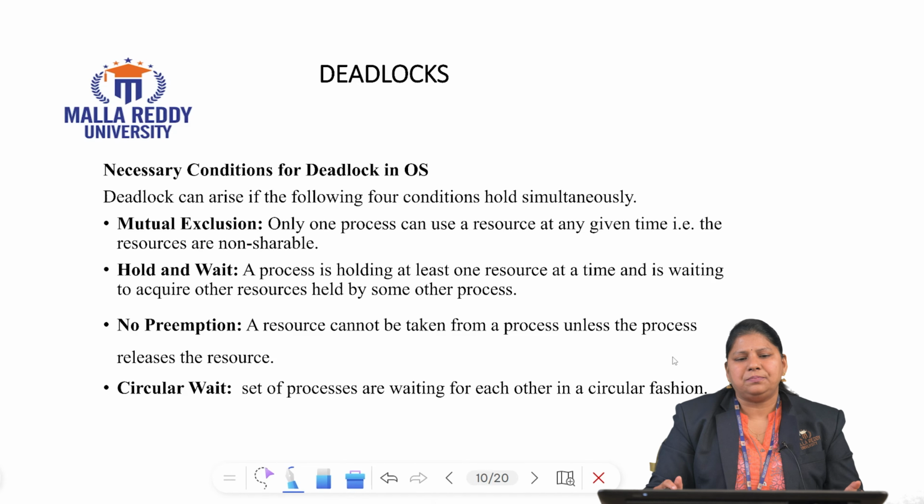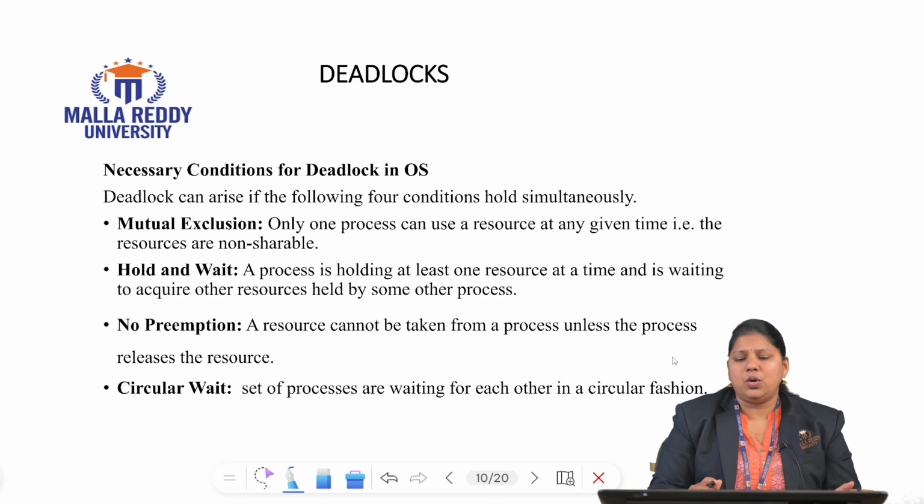For example, we have a small tunnel. In the tunnel, at a time, only one car can pass through. So the particular tunnel is called the resource and the car is called the process. So, at a time, only one process can be executed. That is mutual exclusion.